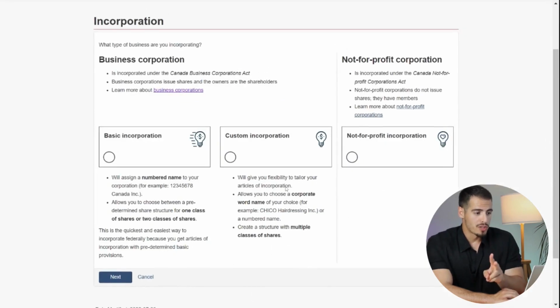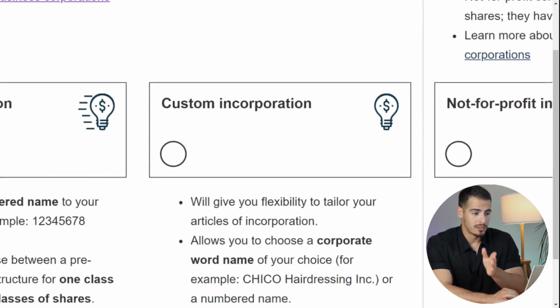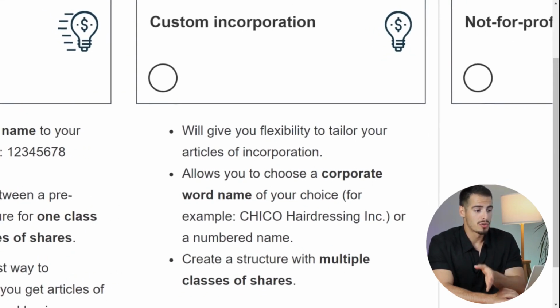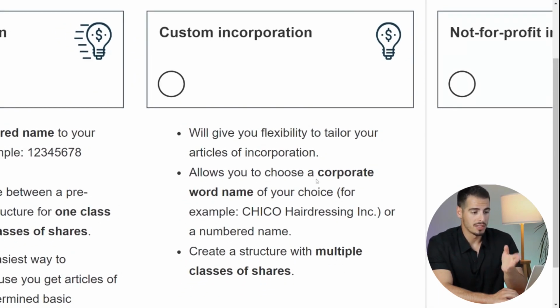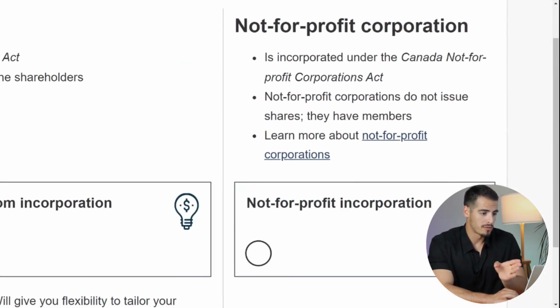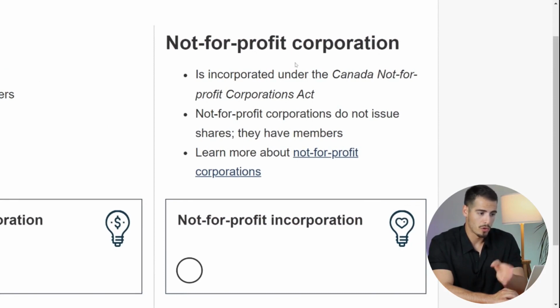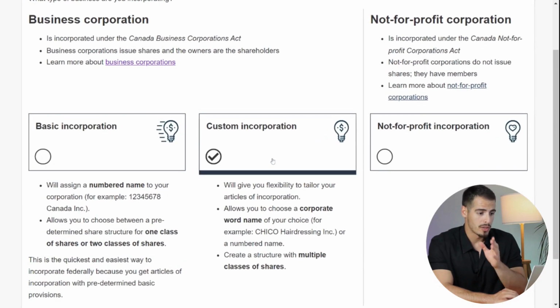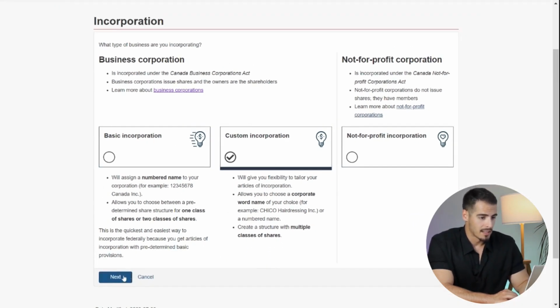Now, the custom incorporation gives you the flexibility to tailor your articles of incorporation, which I'm going to dive into. It allows you to choose a word name of your choice, for example, Chico Hairdressing, or a numbered name. Also, it allows you to create a structure with multiple classes of shares. Finally, we have not-for-profit corporations. It says non-profit corporations do not issue shares, they have members. So if you want more info, you can go ahead and learn more about that. But for today's video, we are going to focus on custom incorporations. So let's select it and click on next.